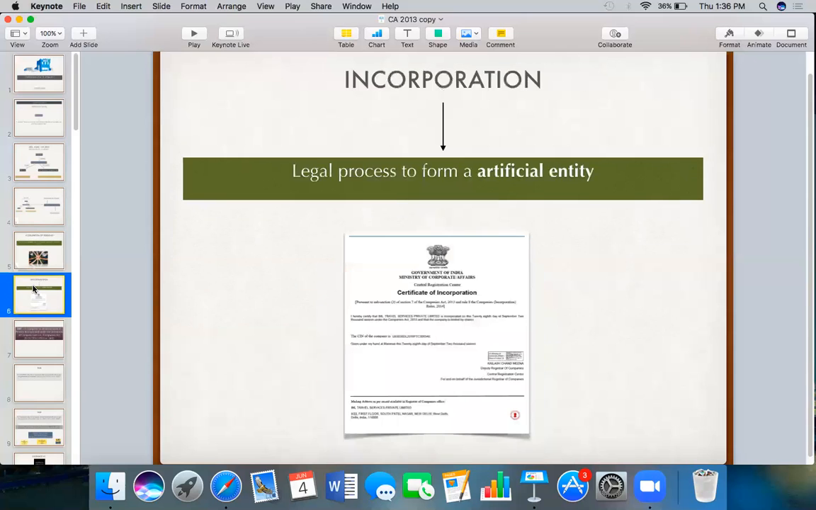And thereafter, the incorporation. Incorporation is the legal process of forming an artificial entity. So unlike a natural person, a company is formed by incorporation. It's not born out of the womb, rather it's formed by way of a legal process. After the company has been born, a certificate of incorporation is given to the company, which includes all the details of the incorporation of the company. So this is what incorporation means.